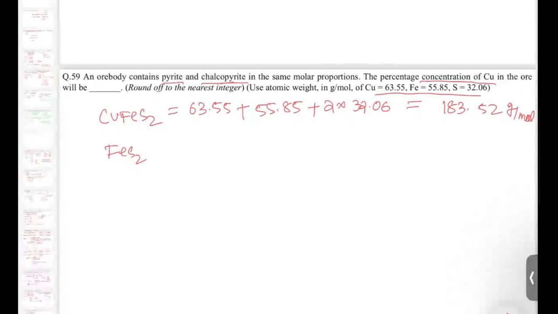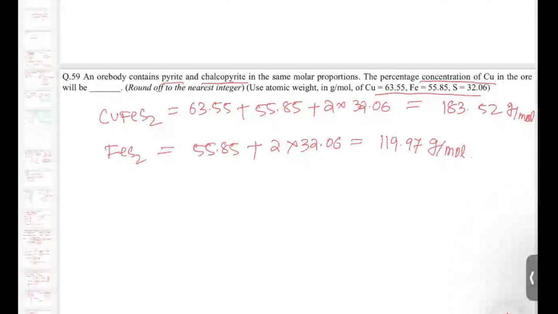For pyrite, the values are 55.85 for iron, and there are 2 sulfur, so 32.06, and it is equal to 119.97. So what is the total amount of copper? It should be equal to only 63.55. That is present in the calculation. Nothing in the part of pyrite.